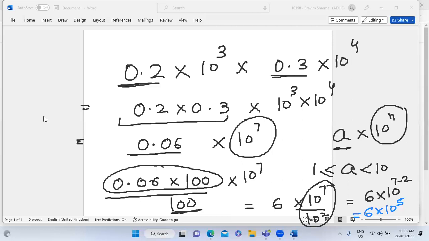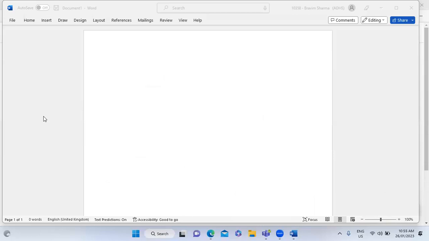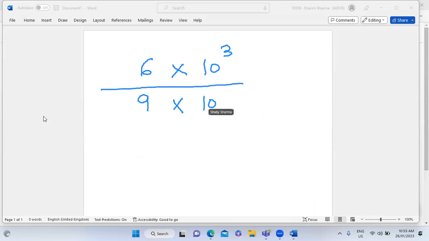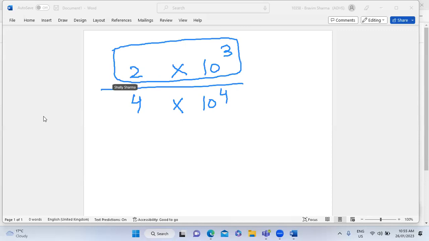Okay. Now let's take one example for the division. For example, I have a question: 6 times 10 to the power of 3 divided by, or let's say, 9 times 10 to the power of 4. We are dividing two numbers. First, let's take one more simple example. Let's say I have 2 divided by 4 here. So the first number is 2 times 10 to the power of 3 and the second number is 4 times 10 to the power of 4. We have to divide them and convert it into standard form.